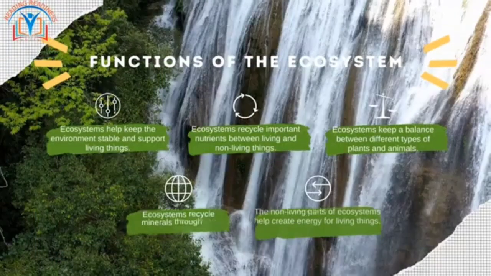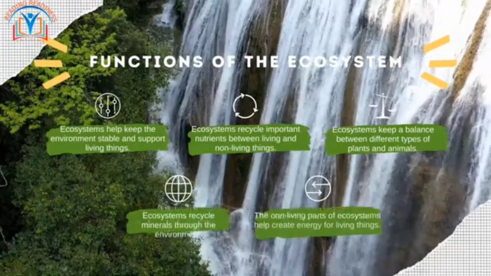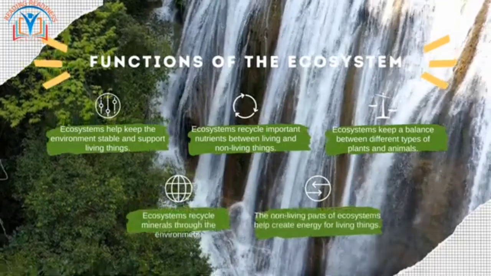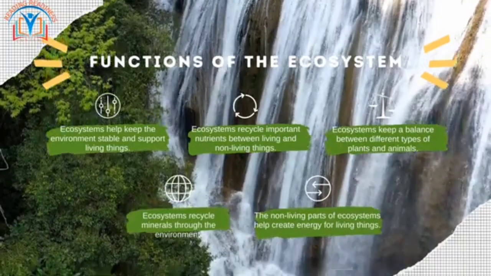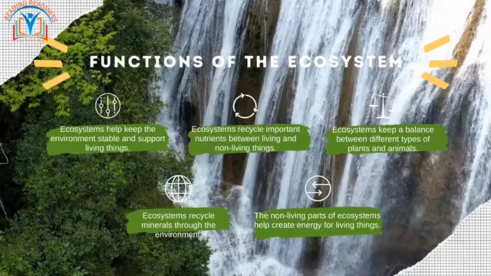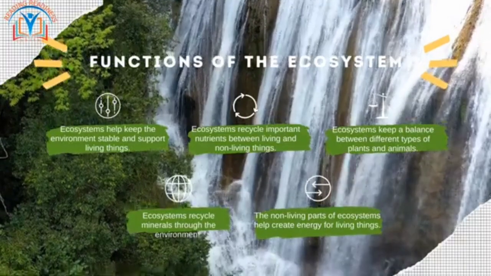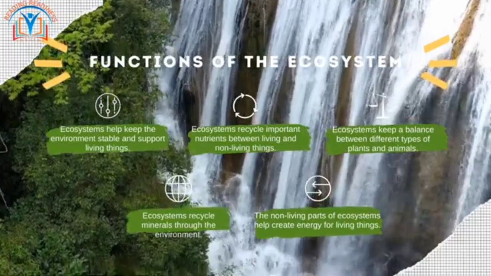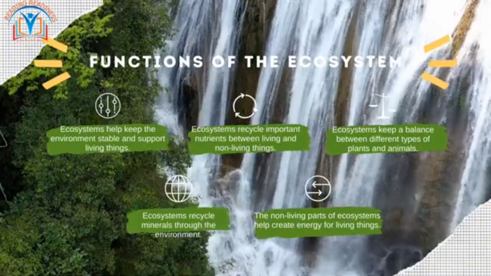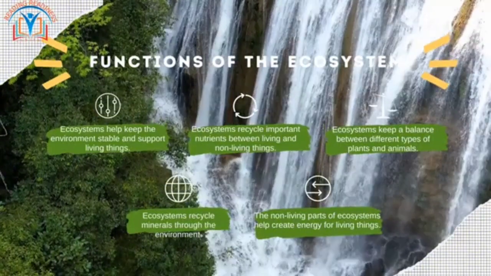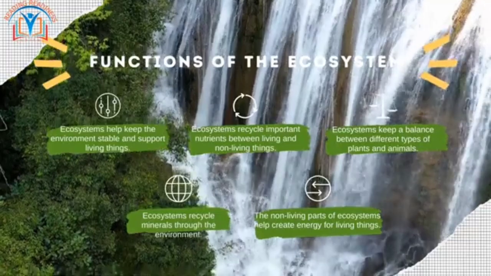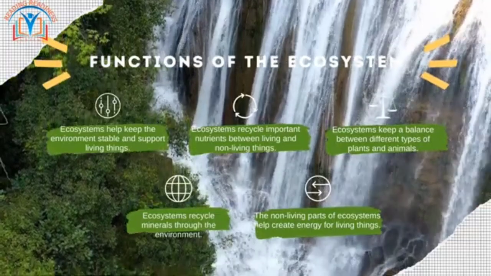Functions of ecosystem. Ecosystems help keep the environment stable and support living things. Ecosystems recycle important nutrients between living and non-living things. Ecosystems keep a balance between different types of plants and animals. Ecosystems recycle minerals through the environment. The non-living parts of ecosystems help create energy for living things.